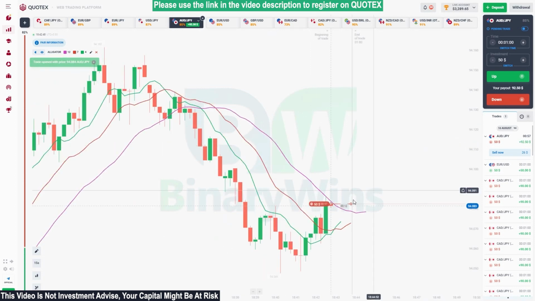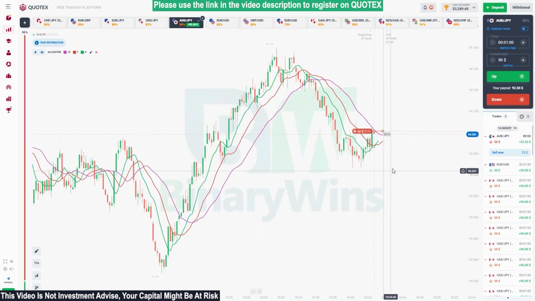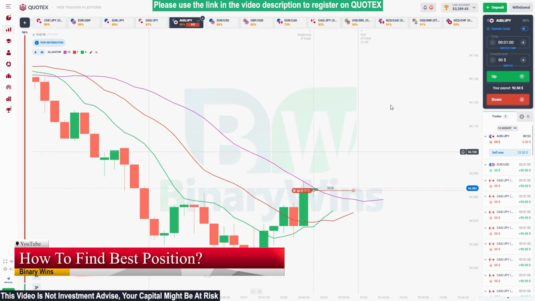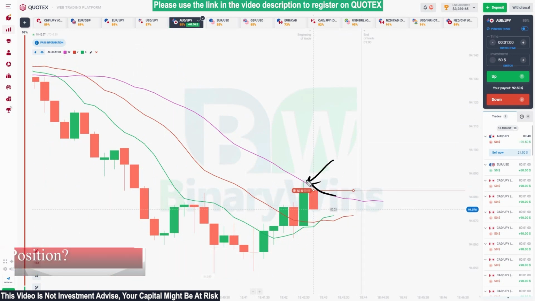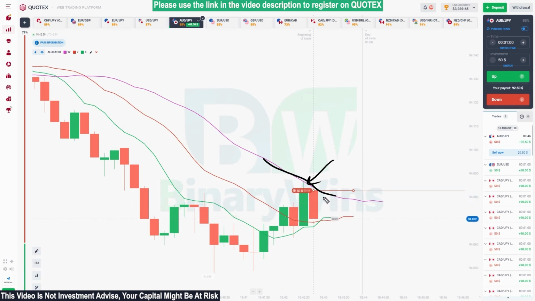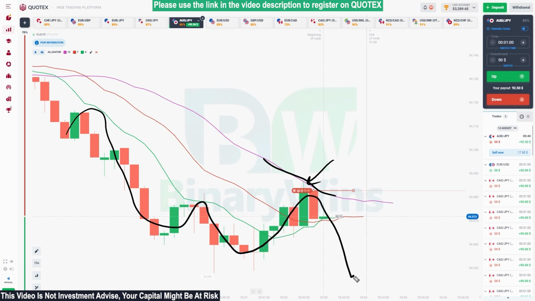I entered a lower trade. If you look, my candle received pressure and rejection from the dynamic level, and this has happened before. That's why I entered a sell trade for a minute.